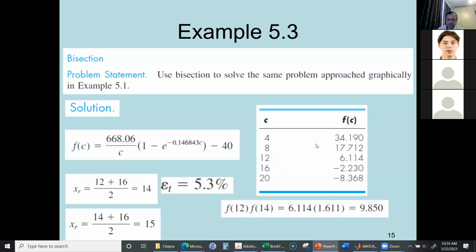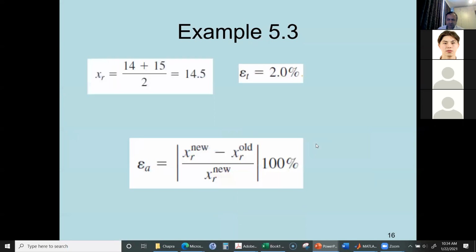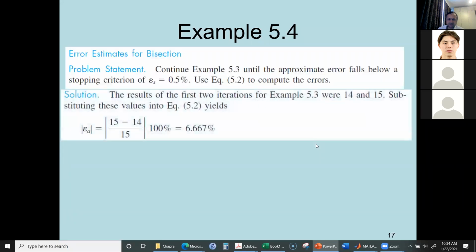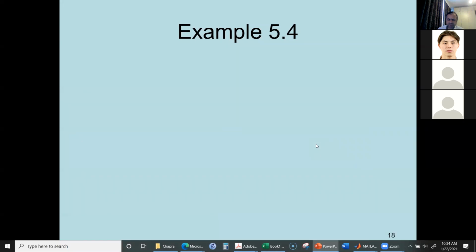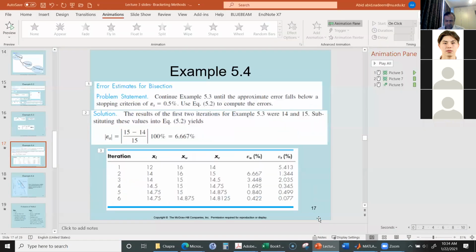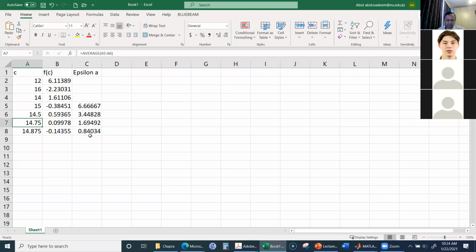Okay, so that was the example for 5.3, and we already covered it. So here you can see that we have gone up to 0.84, right? 6.67, 3.44, and in this Excel we have gone up to 0.84. Okay, so the same information.